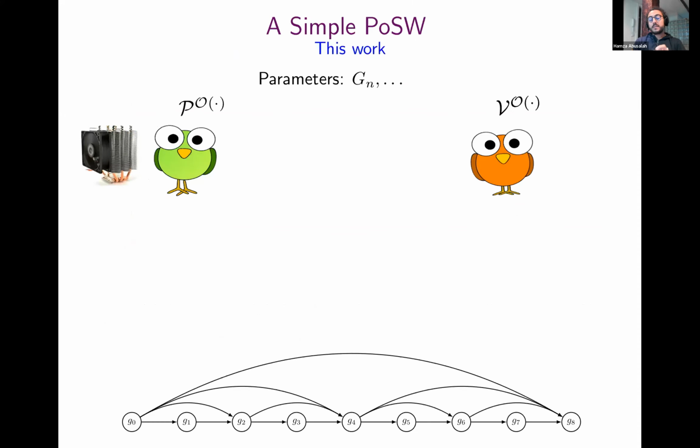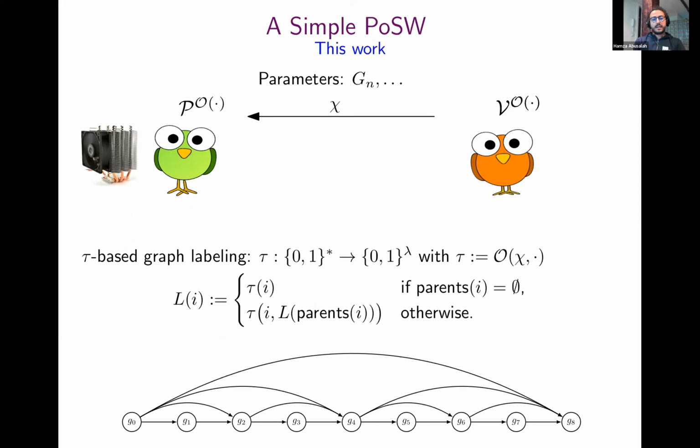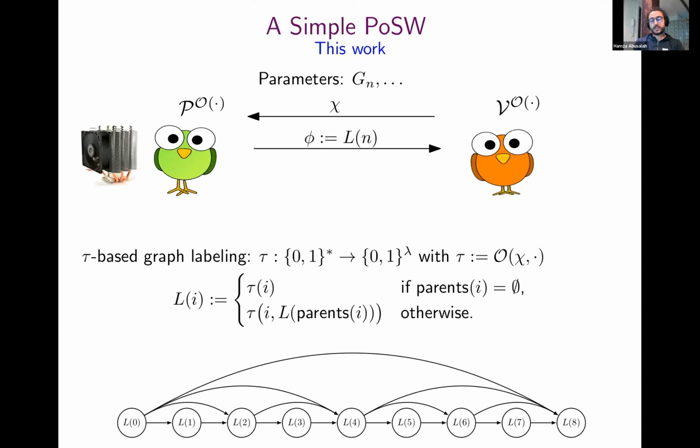A simple proof of sequential work scheme that we give in this work, which is a simple variation on an existing scheme, is this, where the scheme is parameterized by a family of graphs that look like this, a skipless graph. The prover, upon receiving chi from the verifier, will use it to salt its hash function, and then compute the labels of the graph in topological order using this salted hash function, and then sends the label of the sink to the verifier, which will serve as a position-binding commitment to the labels of the graph.